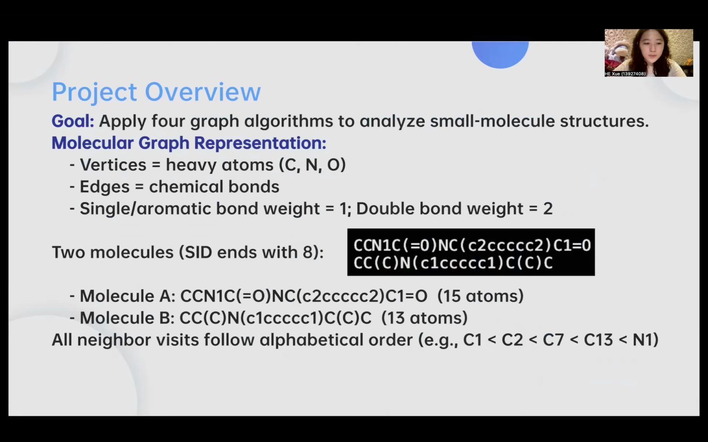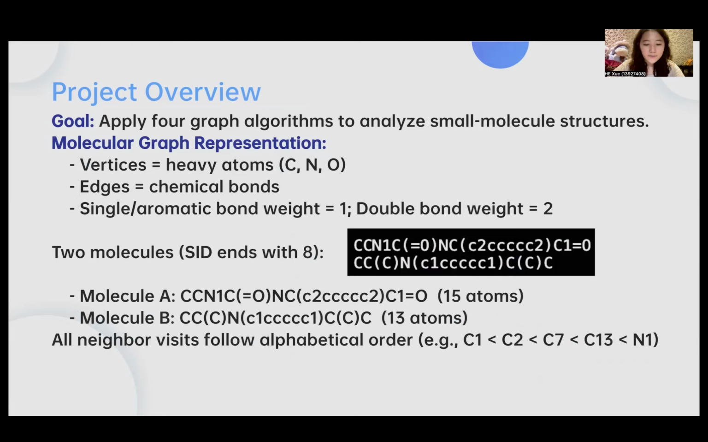In biochemistry, small molecules can be modeled as graphs. Atoms such as carbon, nitrogen, oxygen become the vertices, and the chemical bonds become the edges. If we assign a weight of 1 to single bonds and 2 to double bonds, then we can get the weighted graph. Since my SID ends with A, I'm going to analyze these two molecules.